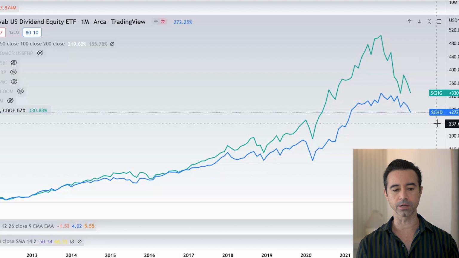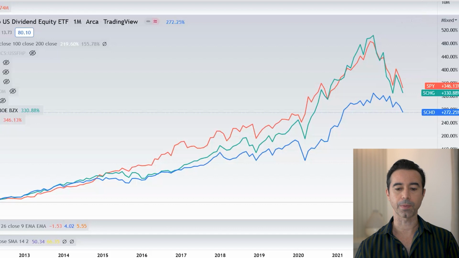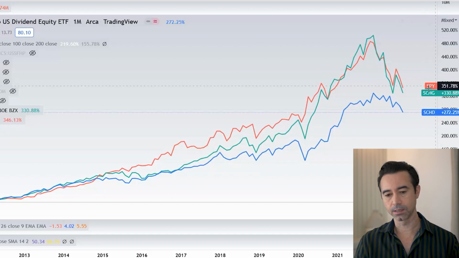Now, what I wanted to show you here is what's interesting about SCHD, and I wanted to overlay this with SPY, so the S&P 500, just so you could see this red one.